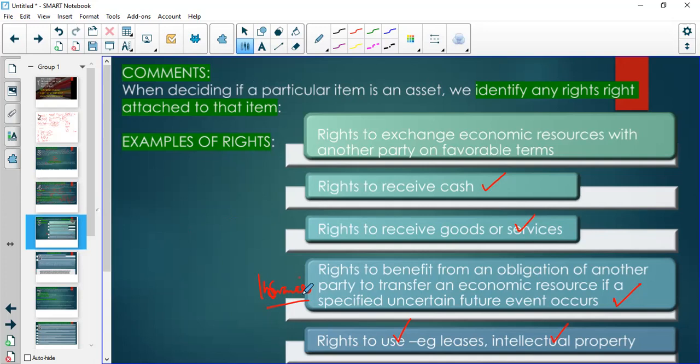Because let's say something has happened and we have satisfied the requirements for the insurance and we're waiting for that to come. So that could be an asset that we're waiting for. We could record an asset, right? Not really record, but we could have an asset. So another right could be an exchange of economic resources with another party on favorable terms. So in that exchange transaction, we're going to gain. Right? So these are examples of rights.